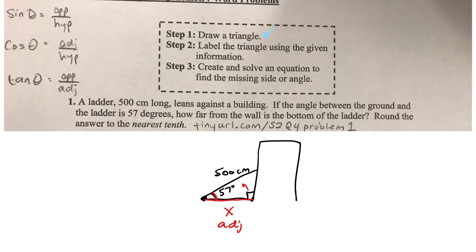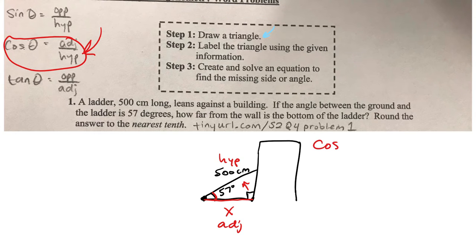500 is across from the 90, so that's the hypotenuse. The ladder length would be the hypotenuse of this right triangle that we created. And so we set it up. I need something that does adjacent and hypotenuse. If you look over on your stuff listed on your page, cosine would be adjacent over hypotenuse.